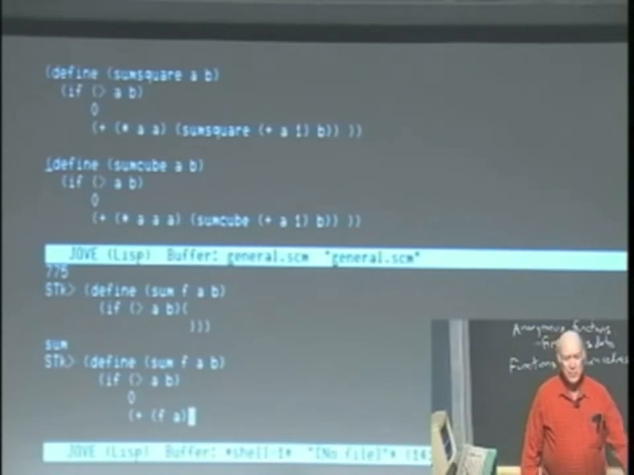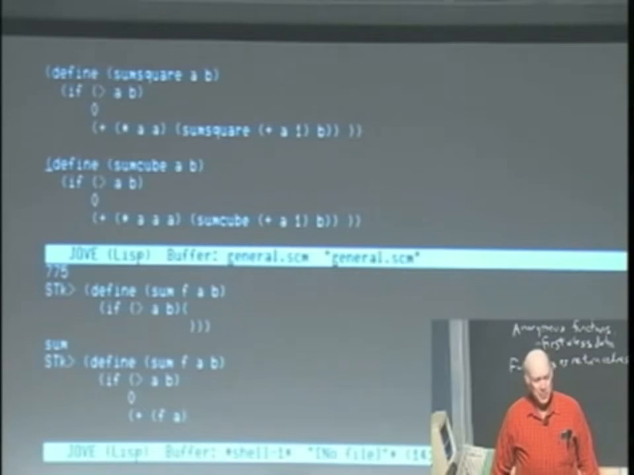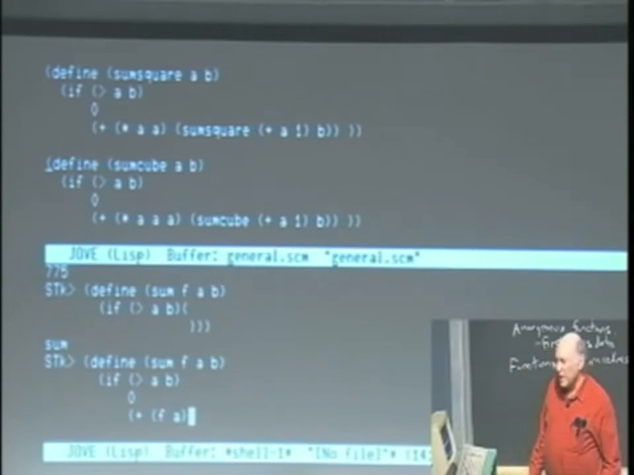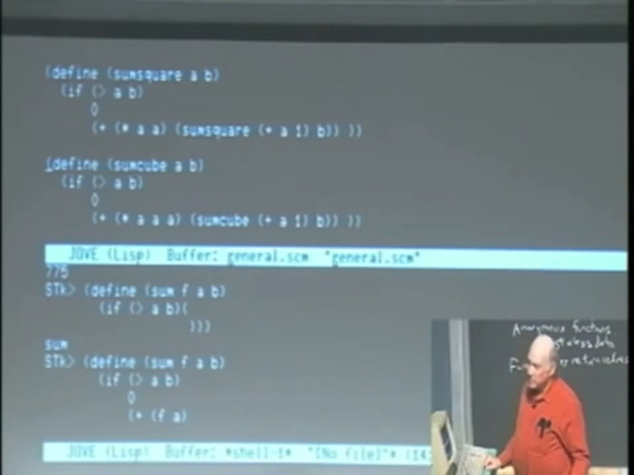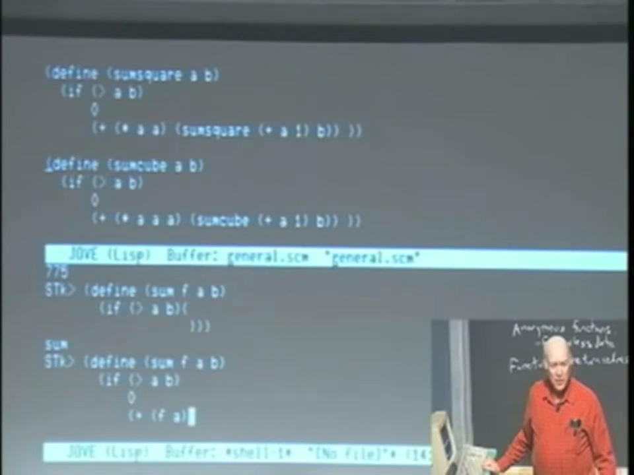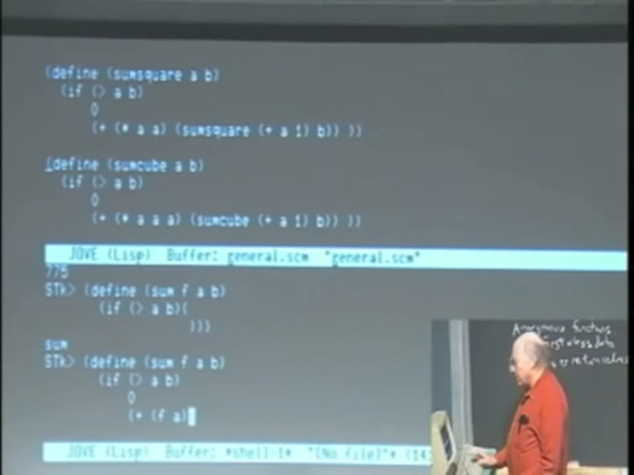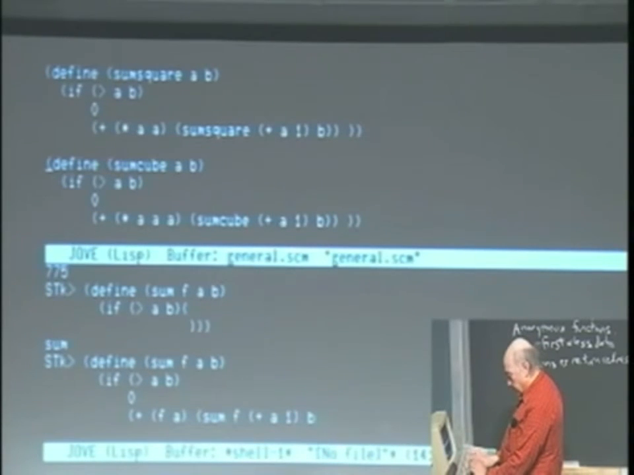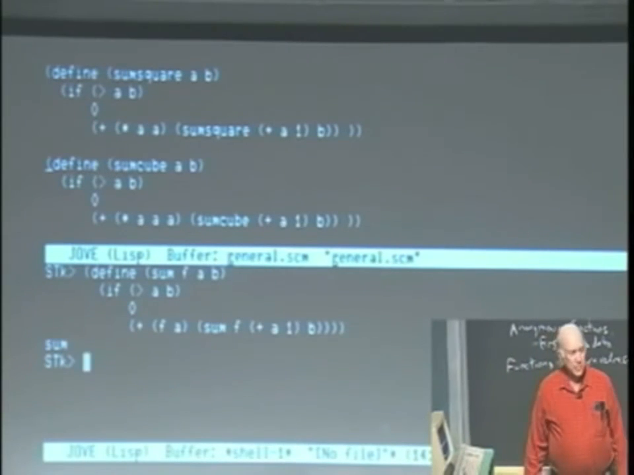We just call f with a as its argument. So now f is not some particular function. It's whatever function we are given as the first argument to sum. What do you do with functions? You call them with arguments. So we're calling whatever f is with the argument a. And the rest of it is the recursive call, sum f, because we have this extra argument, plus a 1 b. Okay? So that's the same.